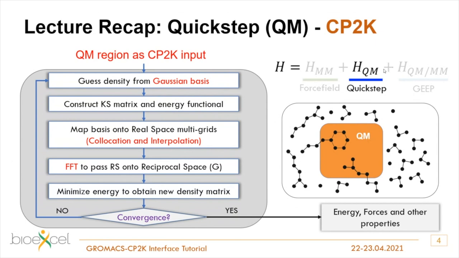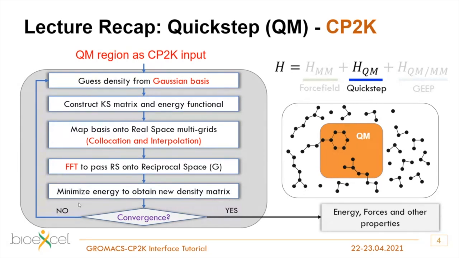So basically, it's the same thing. You map that onto the grid in real space. Then you pass this into reciprocal space with a fast Fourier transform, and then you minimize energy. Why do you need to do it in reciprocal space? Because then you have the periodicity. And then you can obtain a real density matrix in the reciprocal space.